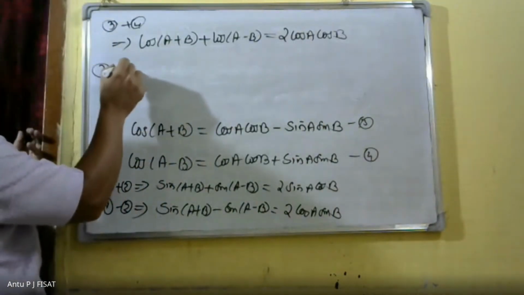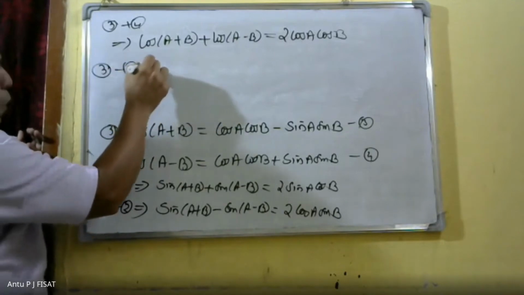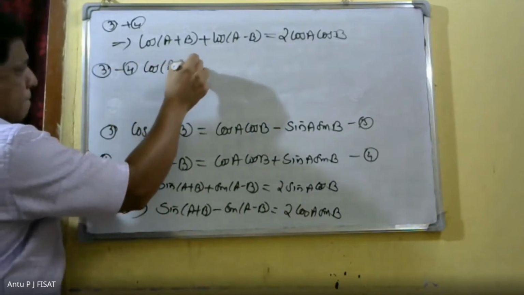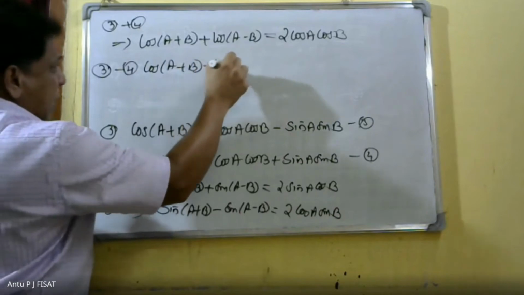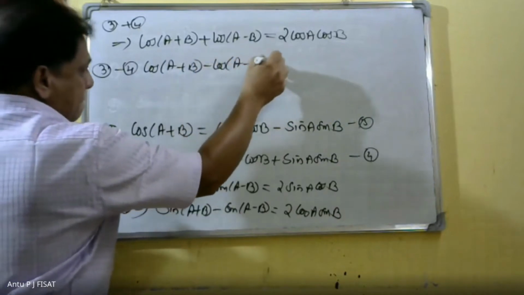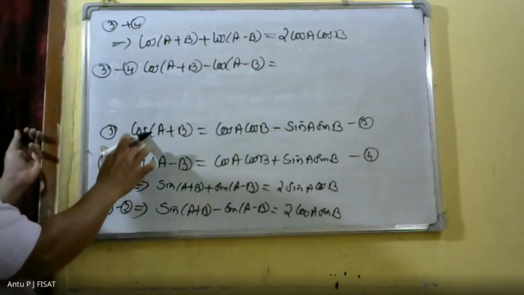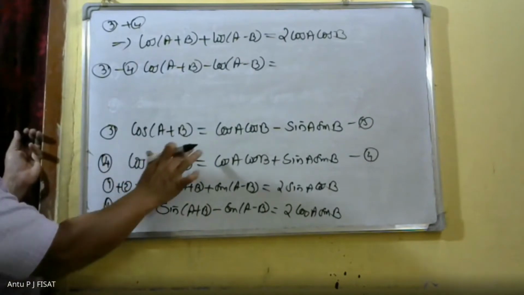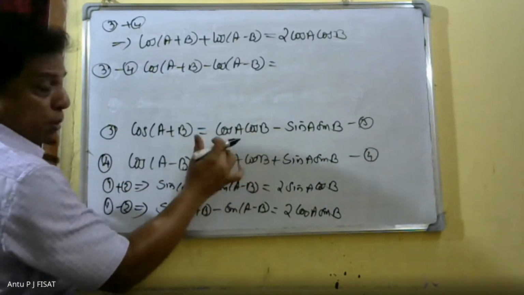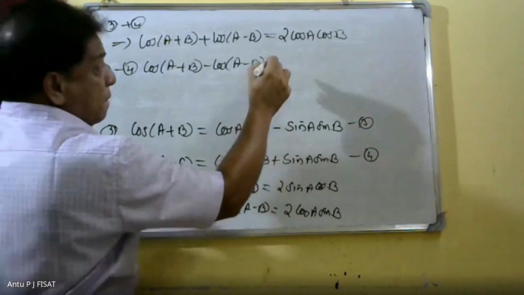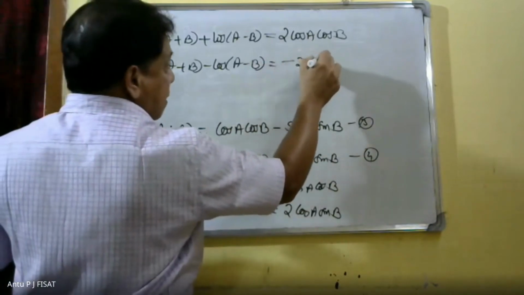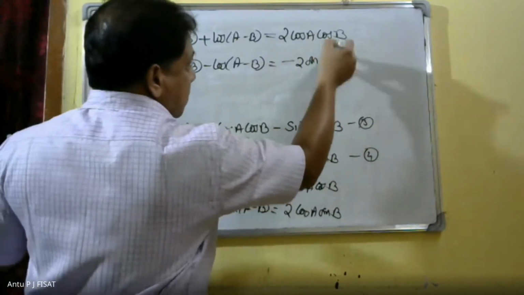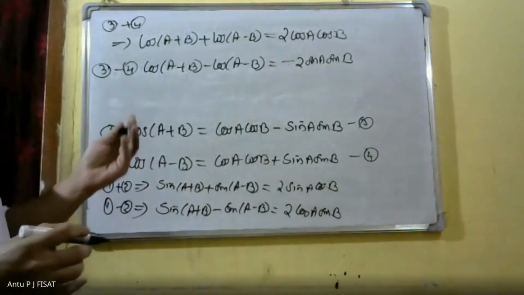Then equation 3 minus equation 4: cos A plus B minus cos A minus B. Here cos A cos B will be cancelled. Then we get minus 2 sin A sin B. Then we get another four formulas.